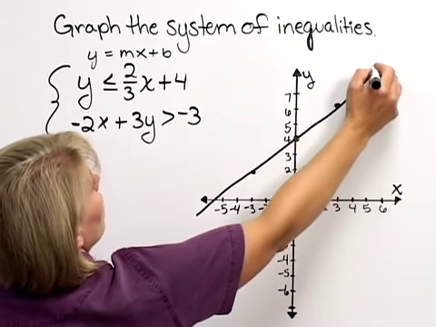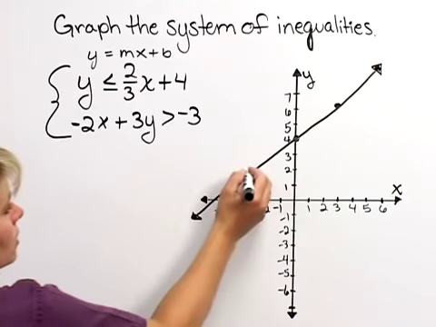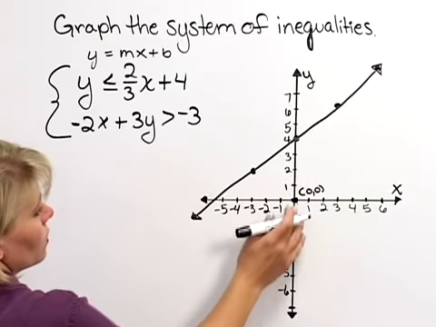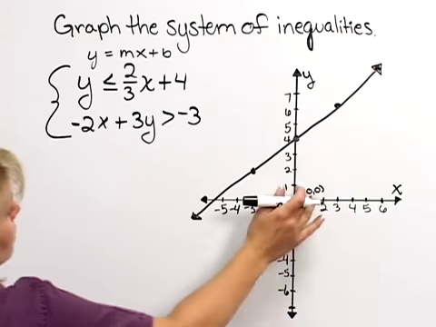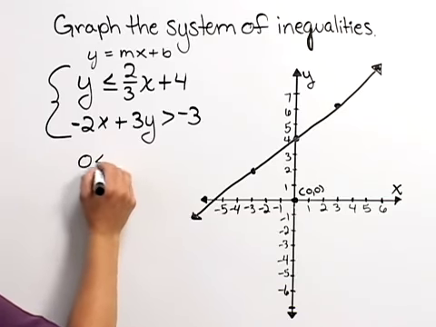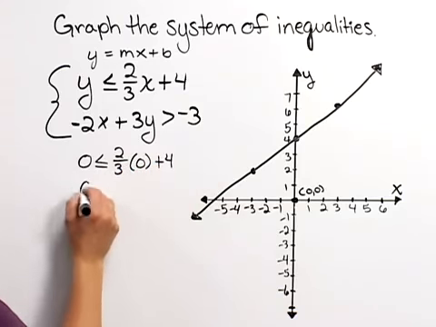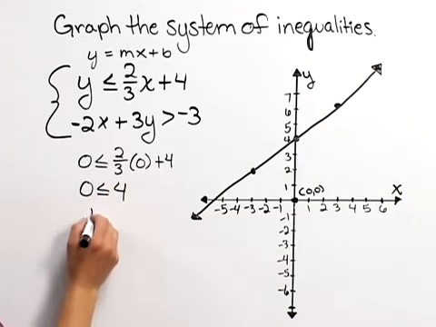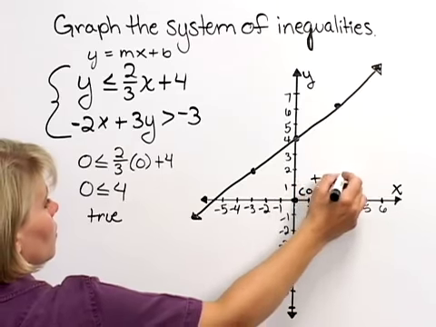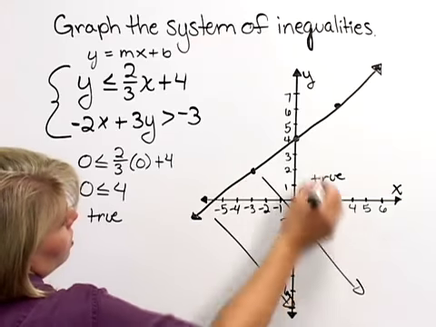After we connect those with a solid line, we need to figure out which side of this line needs to be shaded. We can do that by testing our point right here at the origin, 0, 0. We can do that because it doesn't go through 0, 0. So we'll replace the y and the x with 0, 0 and see if it works. So I have 0 less than or equal to 2/3 times 0 plus 4, which means 0 is less than or equal to 4. And that's true. And since the point we plugged in is on this side, this entire side would be true. So for this equation, this side here would be the one that we shade.